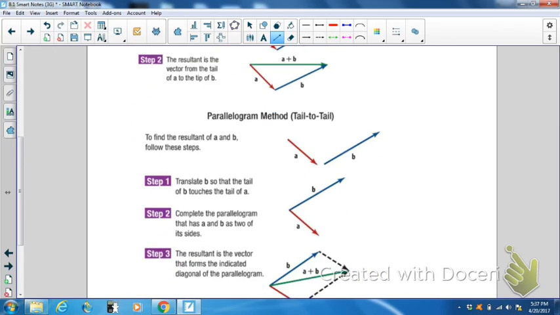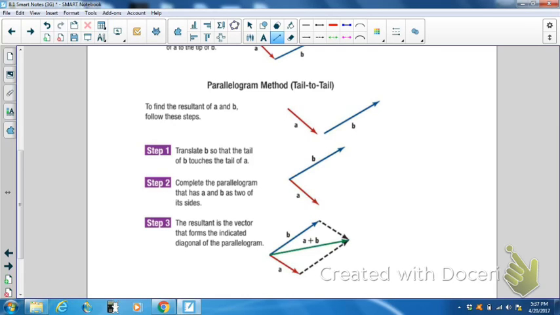Then you have the parallelogram method, and that's where you're going to make a parallelogram. Kind of depends on the situation that you have. To find the resultant of A and B, follow these steps. It says step 1, translate B so that the tail of B touches the tail of A.